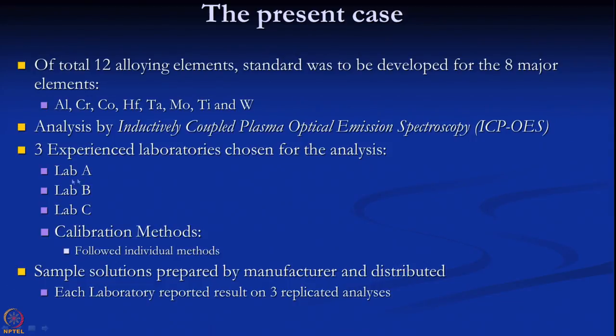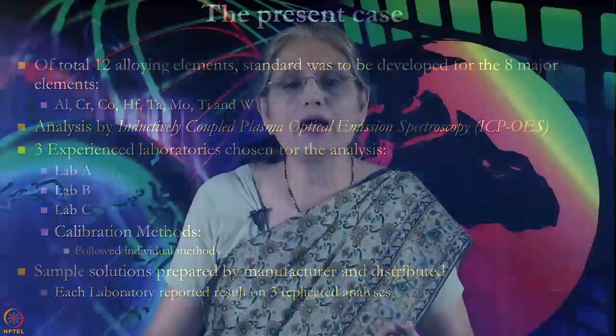So 3 laboratories were chosen. Let us call them lab A, B and C. The calibration method was left to the laboratory. They had to follow their own individual calibration standards and methods. The sample solutions were prepared by the manufacturer and distributed to each laboratory, and each laboratory had to report results on 3 replicated analyses. I am going to say more about replication and repetition, because there is a very common misunderstanding about the two, but we will talk about it when we talk about design of experiments. So here, 3 replicated analyses means not 3 observations of the same analysis; you have to do the analysis 3 times, and that is called 3 replicated analyses.